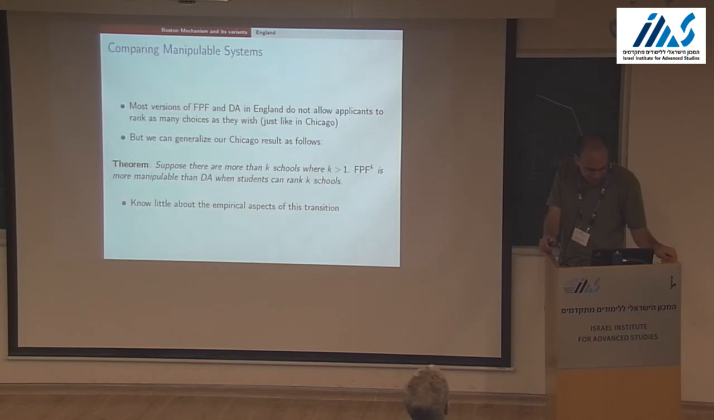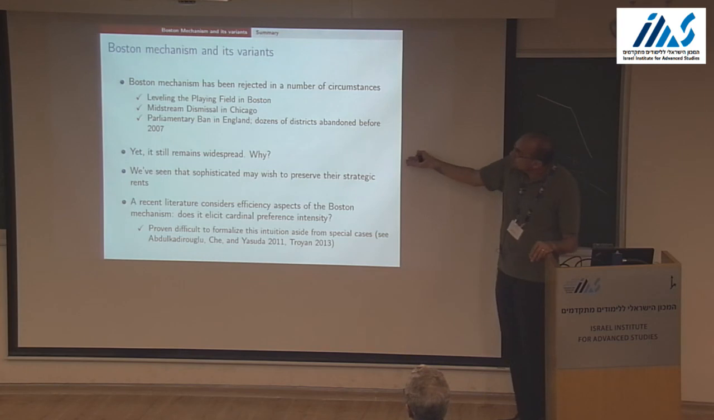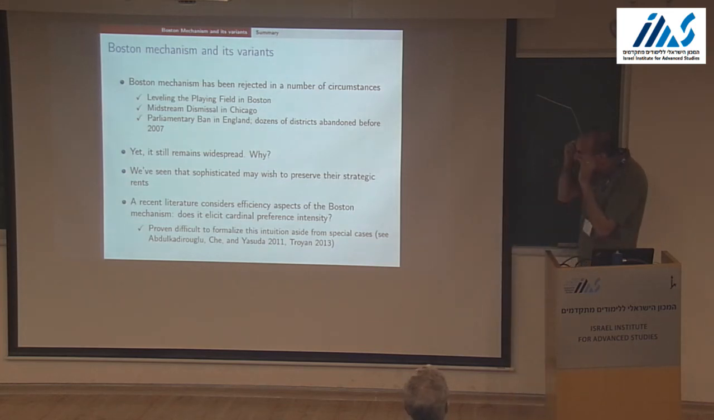So we won't have time to talk about this. We mentioned this a little bit. We've seen that the Boston mechanism has been rejected in a number of places: midstream in Chicago, banned by Parliament in England, yet it's still widespread. Why? One reason is it's intuitive. Another is a strategic rents idea. There's now an empirical literature that's trying to put some quantitative magnitudes on the trade-offs involved in these mechanisms. And I think Nikhil is going to talk a little bit more about that.